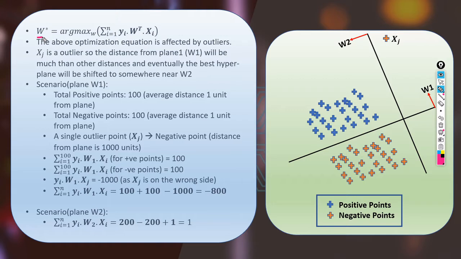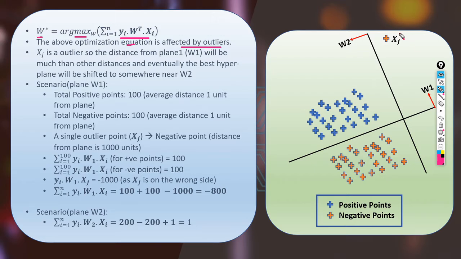You have to find the optimal W which maximizes the sum of signed distances, right? That is perfectly correct, but there is only one problem. This optimization equation is affected by outliers. Now, in simple terms, what is an outlier? That is an extreme point which is the odd one out. It's an error point. So that is something called an outlier.